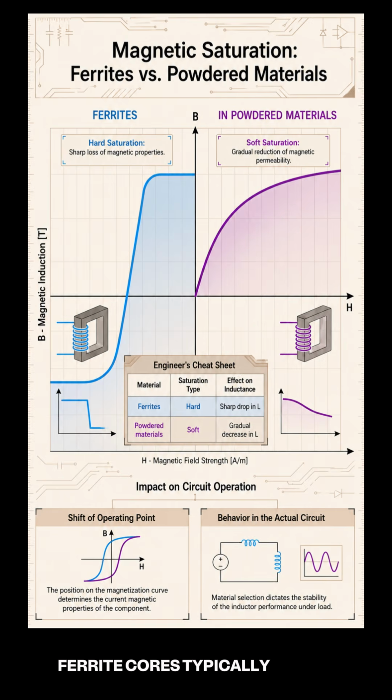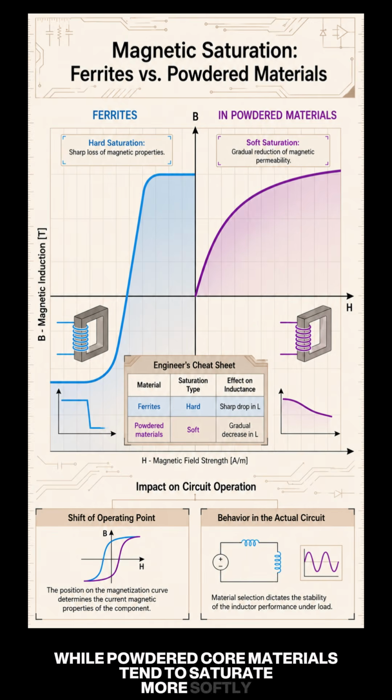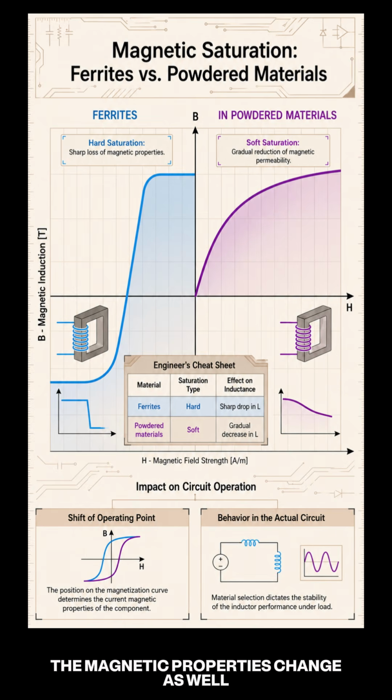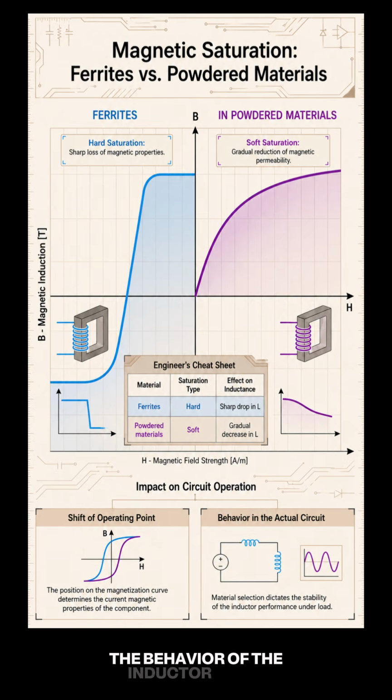Ferrite cores typically exhibit harder saturation characteristics, while powdered core materials tend to saturate more softly. This property is directly related to the magnetization curve. As the operating point shifts, the magnetic properties change as well, and therefore the behavior of the inductor in the actual circuit changes too.